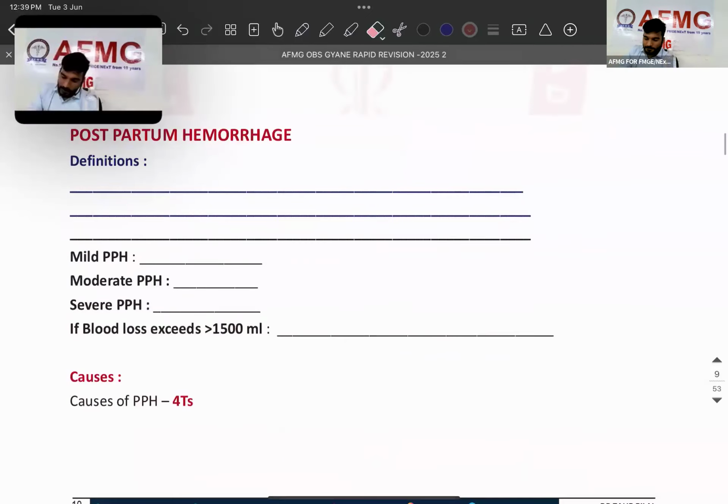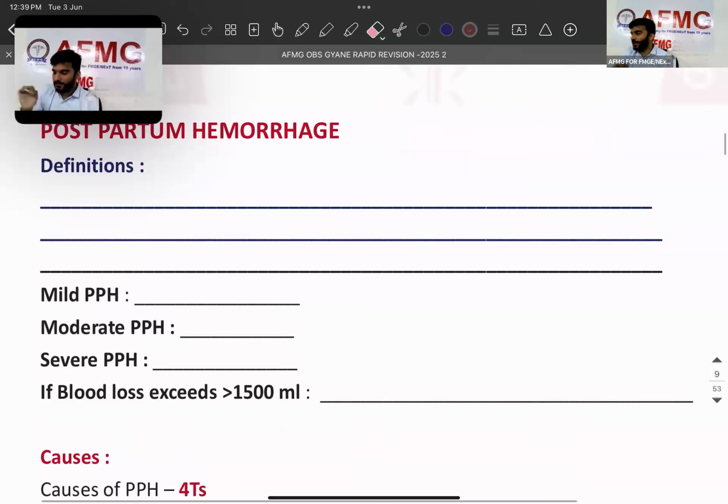Now, postpartum hemorrhage. Now, what are the definitions of postpartum hemorrhage? Tell me.